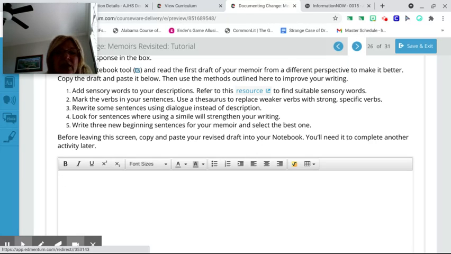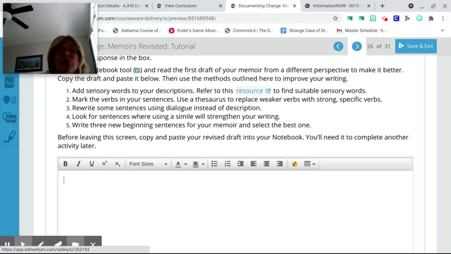And then you're going to rewrite some sentences using dialogue. If you didn't have any dialogue, try to redo some things. And instead of saying that he talked about this, maybe you say, what was it he talked about? And put that in quotation marks. What were his words? Don't just talk about what he said. Actually let him say it in the essay.